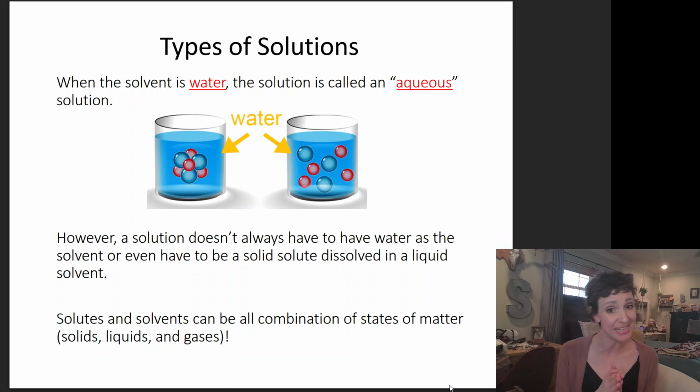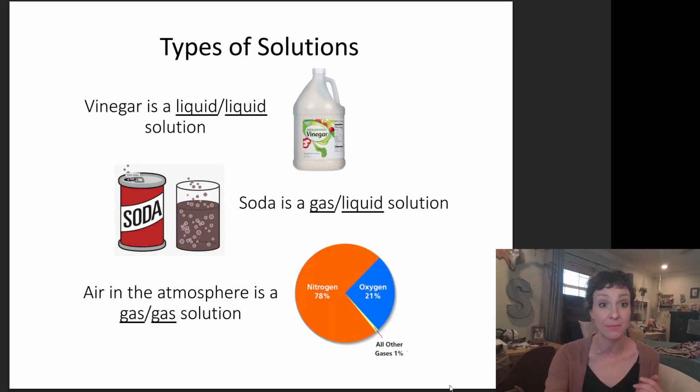But a solution doesn't always have to have water as my solvent. Or you don't even have to have a solid solute dissolved in a liquid solvent. Solutes and solvents can be all combinations of states of matter: solids, liquids, and gases. You're like, oh my gosh, are you for real? I am for real. Vinegar is a liquid solution, meaning two liquids are dissolved within each other. Vinegar is made of acetic acid and water, so we have a liquid going into a liquid.